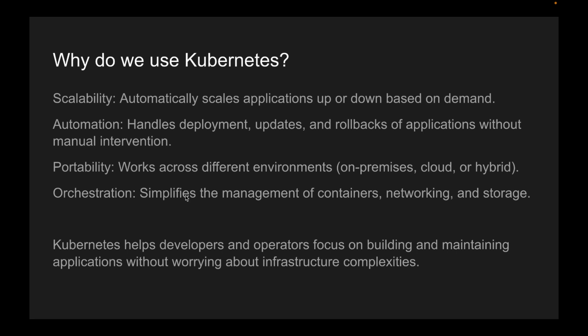Third point is portability. So Kubernetes is a very portable tool. It works on different environments like on premises, cloud, or hybrid. On premises is physical servers, like a physical infrastructure. Cloud is a virtual infrastructure. And hybrid is a combination of on premises and cloud.